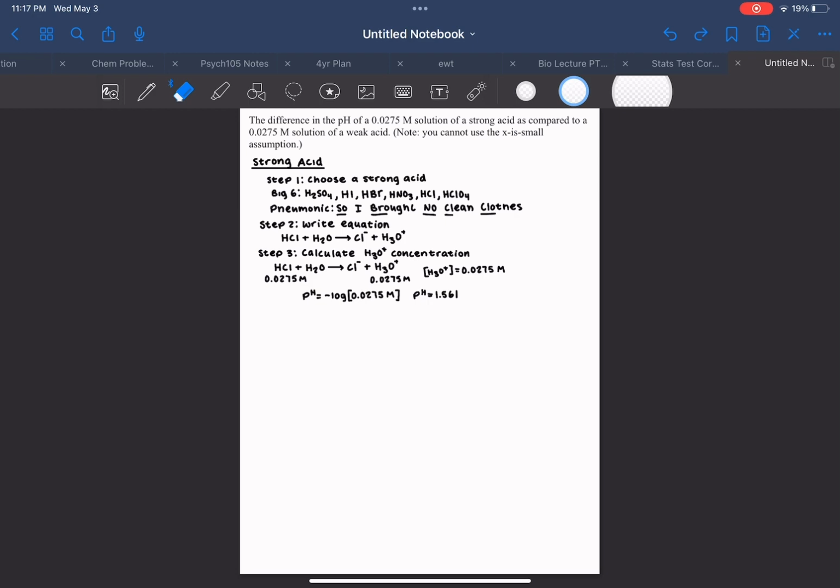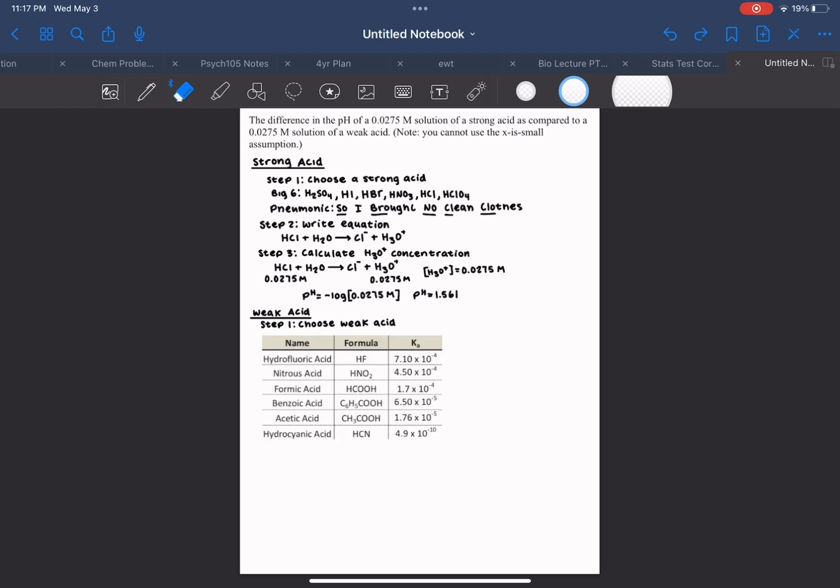See, not too bad. Okay, it's going to get a little dicier when we start getting into weak acids, but not too much harder, so don't worry. First we're going to choose our weak acid. What are the weak acids? Well, it's any acid that's not a strong acid. And if you're still coming up with a blank, go to the chart that's going to be given to you in the exam. Here's what it's going to look like.